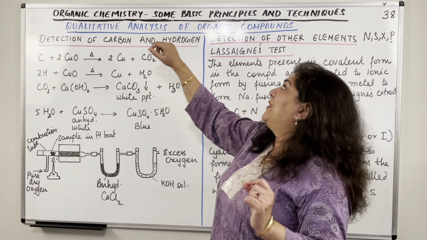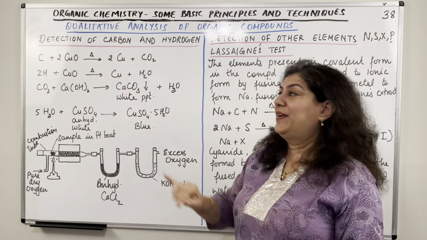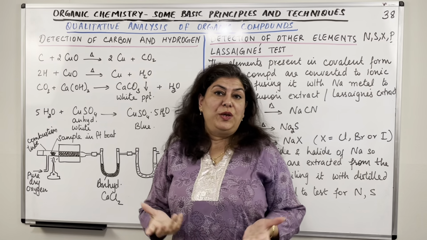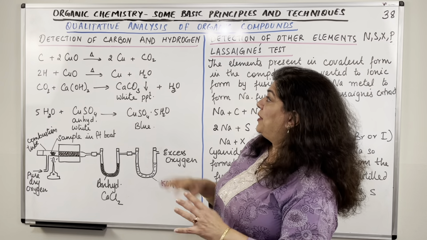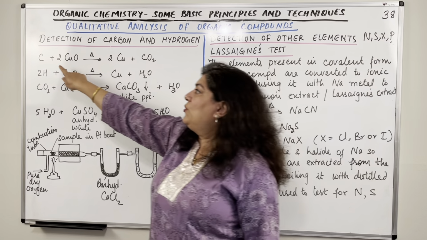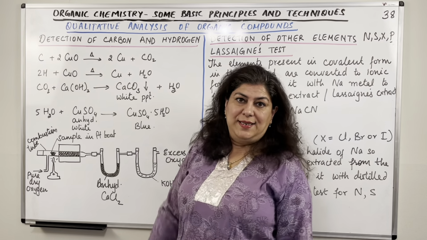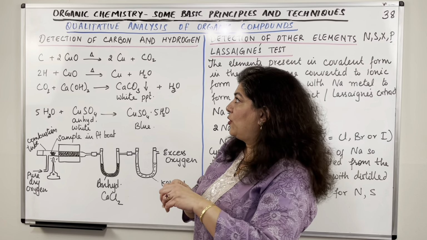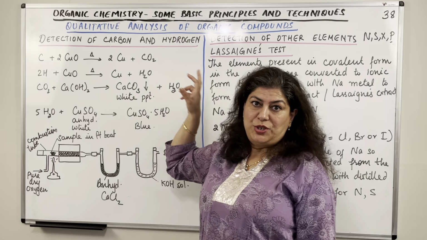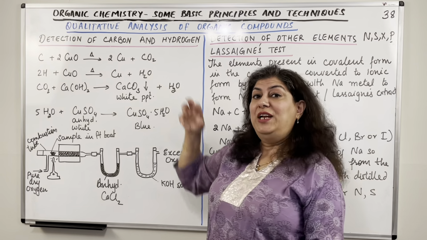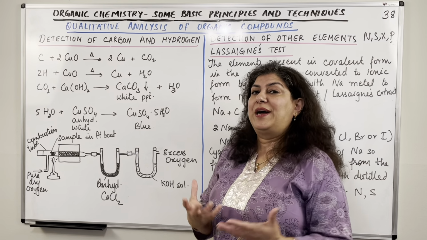So in qualitative analysis of organic compounds, we first detect the presence of the elements carbon and hydrogen, because we are talking of organic compounds. How do you test the presence of carbon? If you react the compound with copper oxide and heat it, it releases copper and carbon dioxide is formed. Carbon dioxide which is produced would be a gas, you're aware of it. And we know how to identify carbon dioxide.